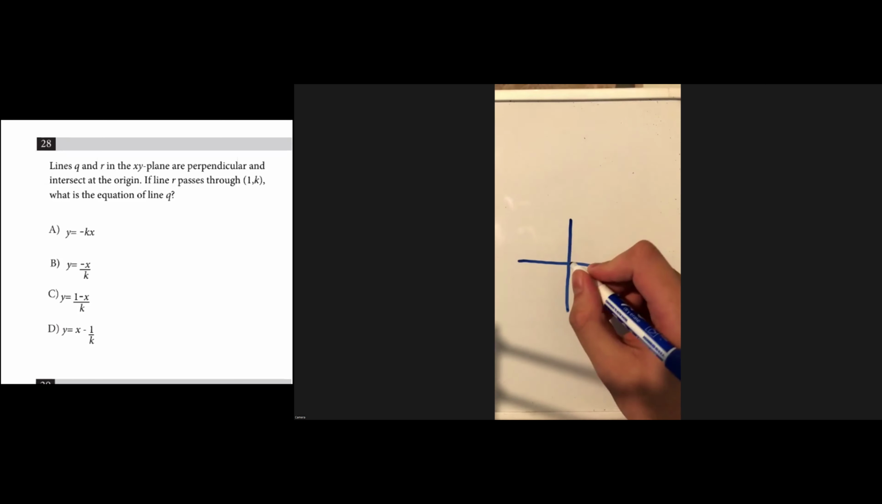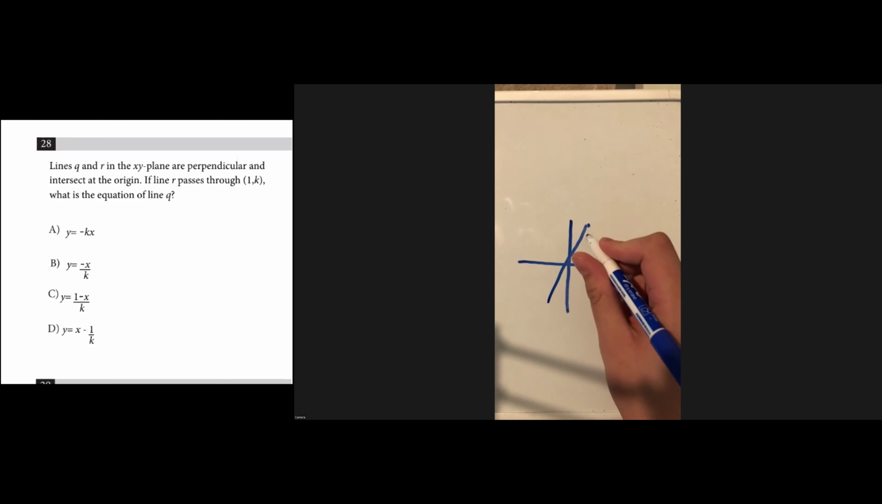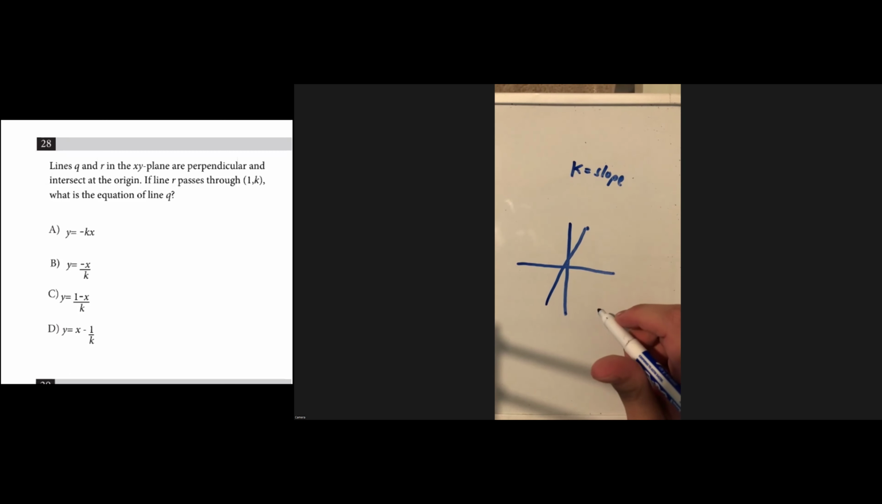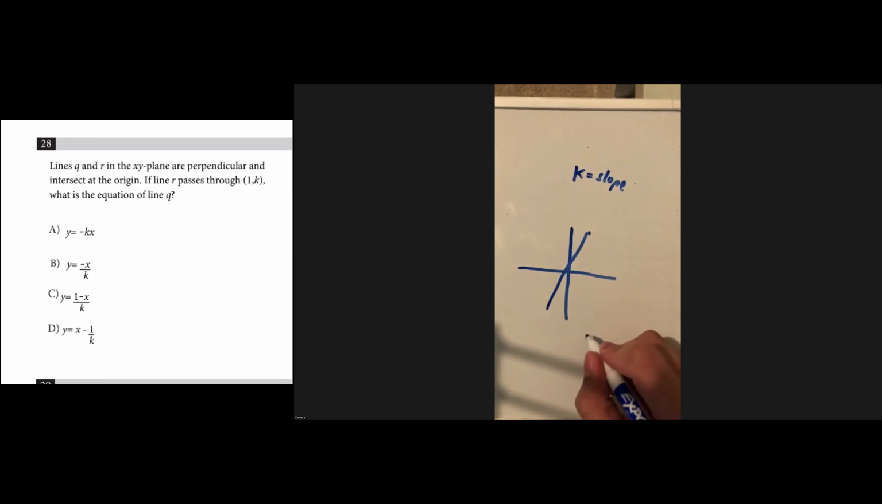Okay, question 28. We're told that there's two lines, Q and R, and we're told that line R passes through 1, K. So 1, K would be like this. And if it passes through the origin, that would just mean that K is equal to the slope. So K equals slope. And we're told that the other line is perpendicular. Parallel means that they both have the same slope. Perpendicular means that it's opposite, basically the inverse. So instead of K, it would be -1 over K. So -1 over K is our new slope.